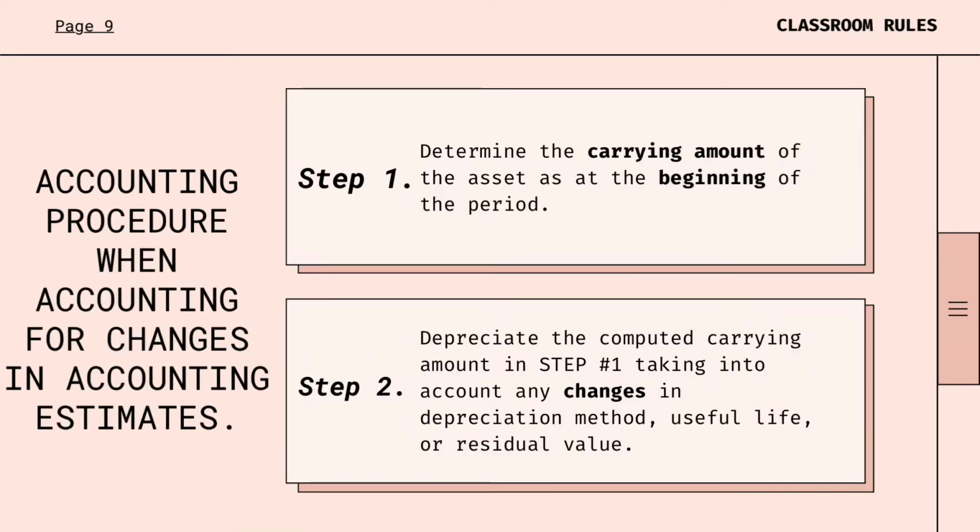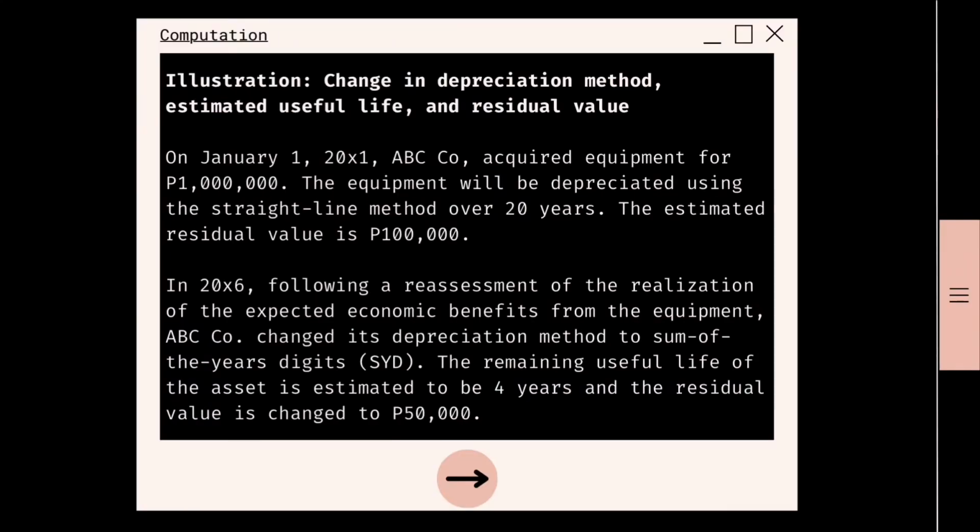Here are the 2 steps in determining the changes in accounting estimates. First step is determine the carrying amount of the asset at the beginning of the period. And second step is depreciate the computed carrying amount in step 1, taking into account any changes in depreciation method, useful life, or residual value.